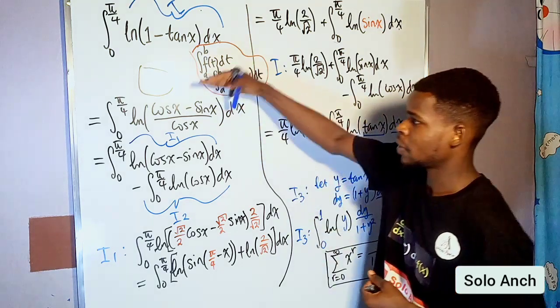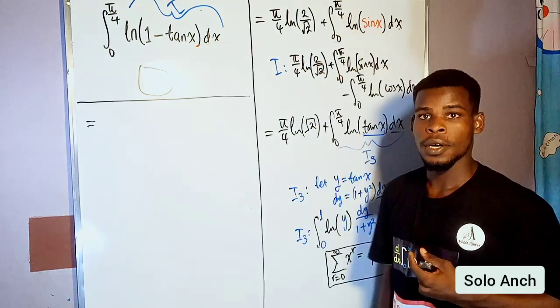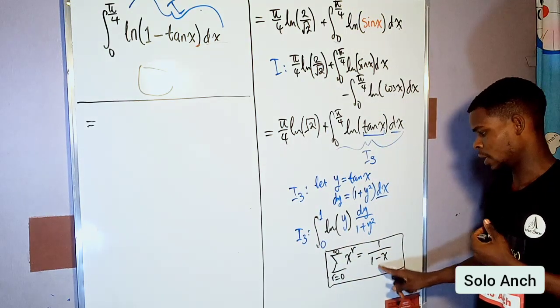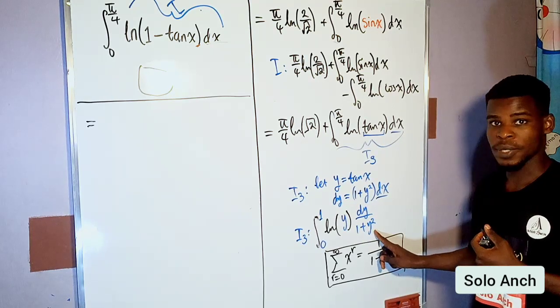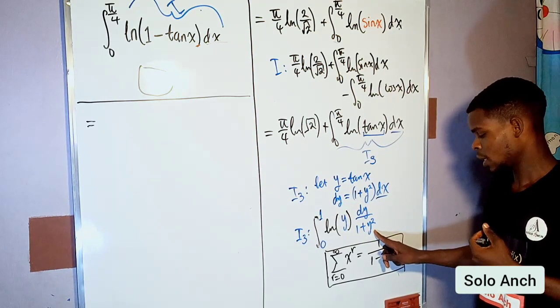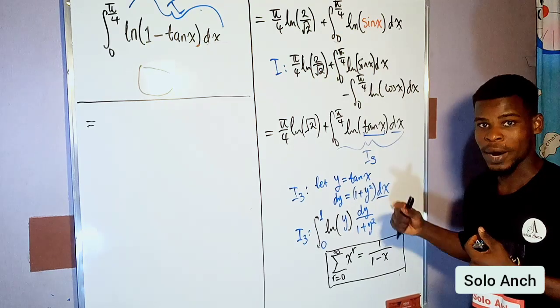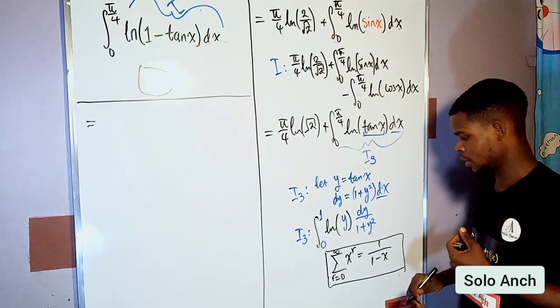So let me just clean some part of this and then we'll continue. Okay, so after cleaning that and recalling this property right here, this right here must have been from the sum of something. And in this case, the common ratio here is negative y squared. And the square does not affect the negative.